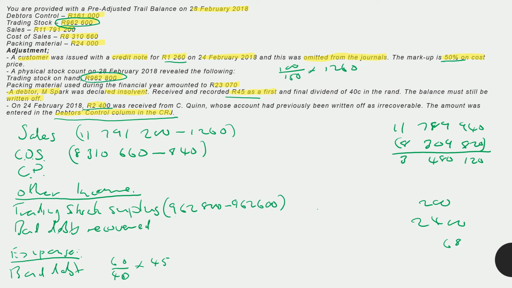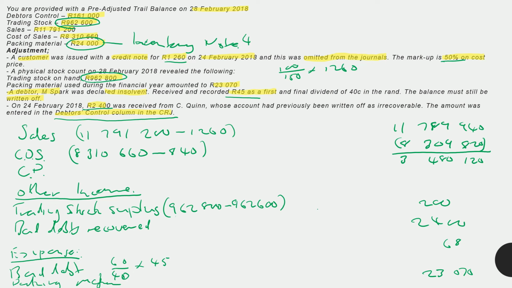Then packing material. Packing material just comes here as packing material. That will be 23,070. It will just come as it is, because the amount that you are given here, the difference will form part of the inventory.